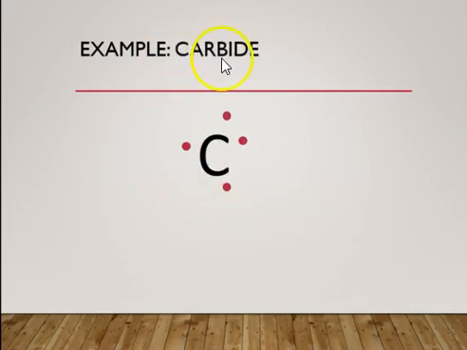So create carbide. Pause the video. See which is the closest noble gas if you are seeing that the name is carbide. And then resume the video after creating a Lewis dot structure for this particular ion.